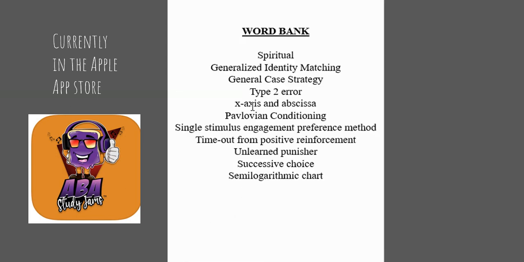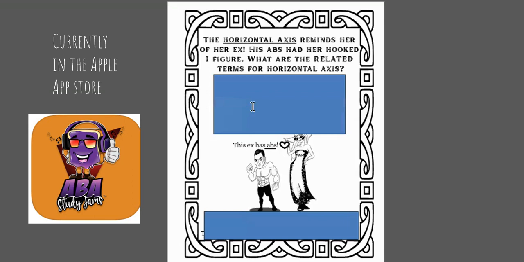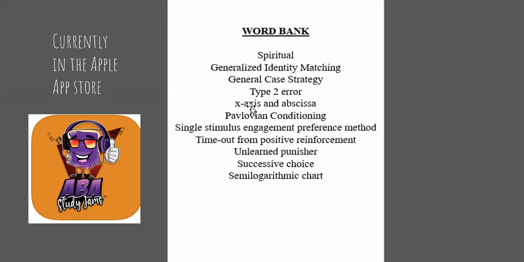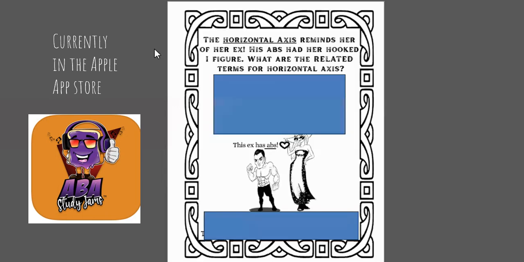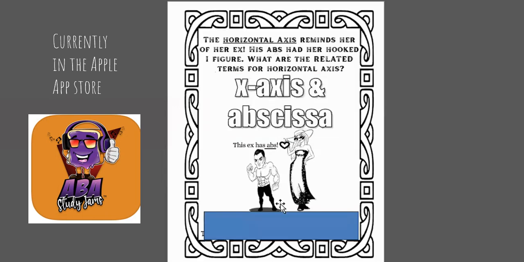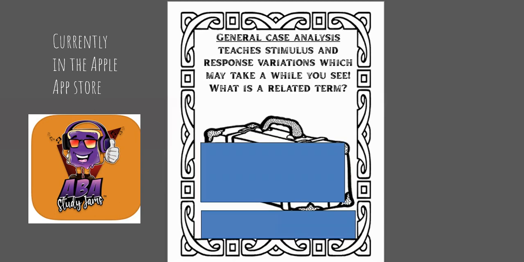Awesome. Okay. The horizontal axis reminds her of her ex. His abs had her hooked, I figure. What are the related terms for horizontal axis? X-axis and abscissa. Awesome. The horizontal axis is also called the x-axis or abscissa.